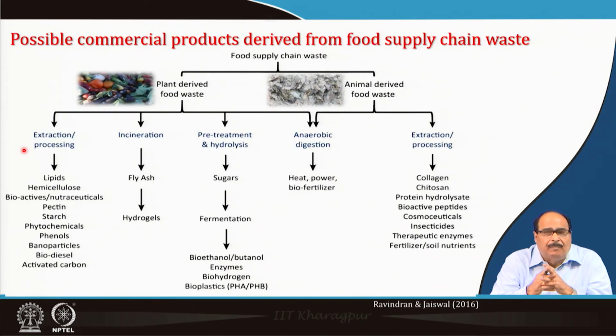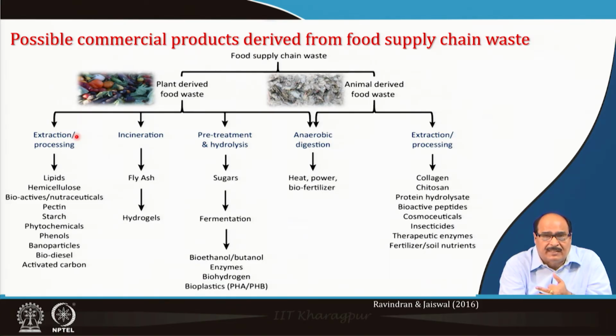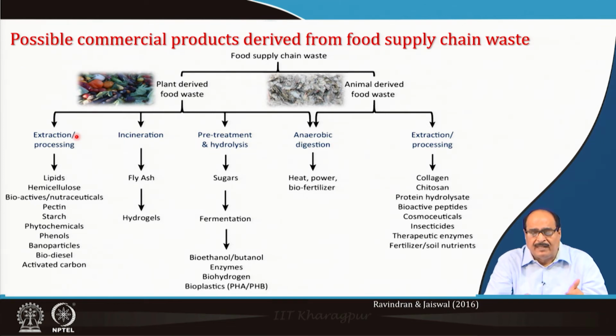These are the possible commercial products derived from food supply chain waste, particularly from plant derived waste material. Subjecting it to extraction and processing technology, various molecules like lipids, hemicellulose, bioactives, protein, starch and phytochemical phenols can be made. By incineration you can get fly ash and hydrogels, or by pre-treatment and hydrolysis one can get sugars, and by fermentation products like bioethanol, butanol and enzymes, or even anaerobic digestion. It can be used for heat, power, biofertilizer, etc. So these are some of the many commercial value products that can be obtained from these wastes.